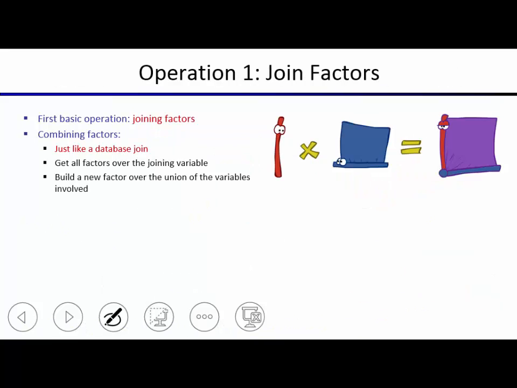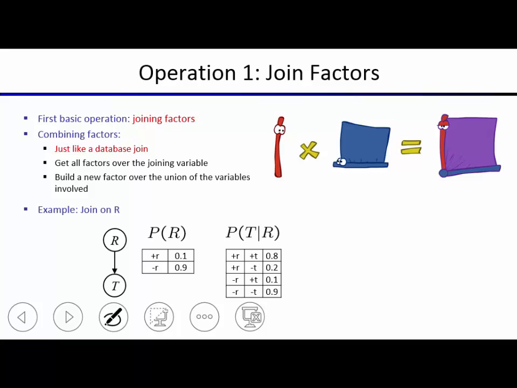So joining factors is a lot like a database join. You have two factors which have some variables participating in them. The resulting factor will have all variables that were in any of the original factors, and the table will span then over all values they can all jointly take on. So here's an example. We have two factors. Let's say we join on R, meaning we grab all factors that involve R, which is both of these factors. A join would then compute a new table that has entries for all values that T and R can take on. And in this case, this is what it looks like.